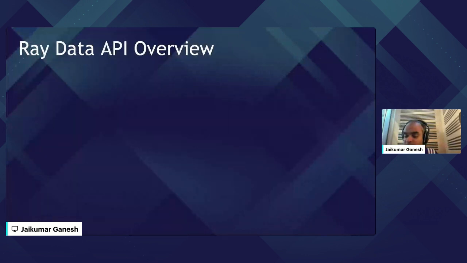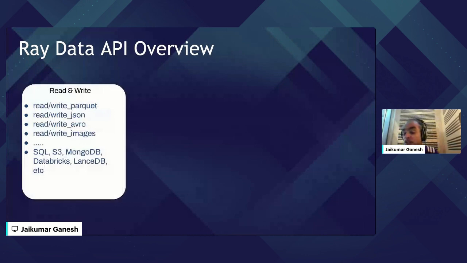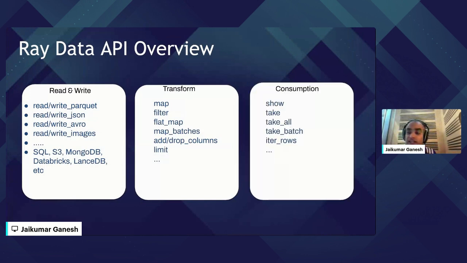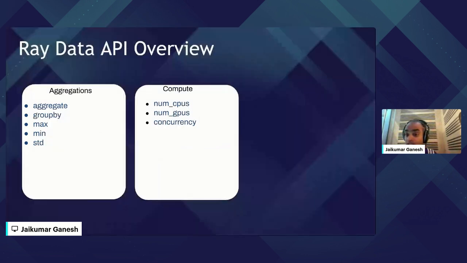Let's take a quick sneak peek into the APIs. You have the read and write APIs for your standard formats, with connections to various data repositories. Then you can do transform operations on them, like map batches. Then you have the standard consumption APIs to take the data coming out of the transform. You have the aggregation APIs: group by, max, min, standard deviation, all the standard ones. And the biggest delta is you have compute APIs. You can determine the number of CPUs, fractional GPUs, and how you want to specify the concurrency. This is where the power of Ray actually comes in.